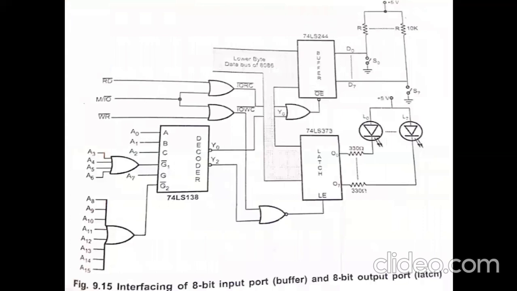In the previous example, you can see only 8 address lines are used. But here, 16 address lines are used, so this is called the memory mapped IO technique. The remaining everything is the same. In memory mapped IO, we are using 16 address lines, while in IO mapped IO, we are using only 8 address lines. So that is a difference.